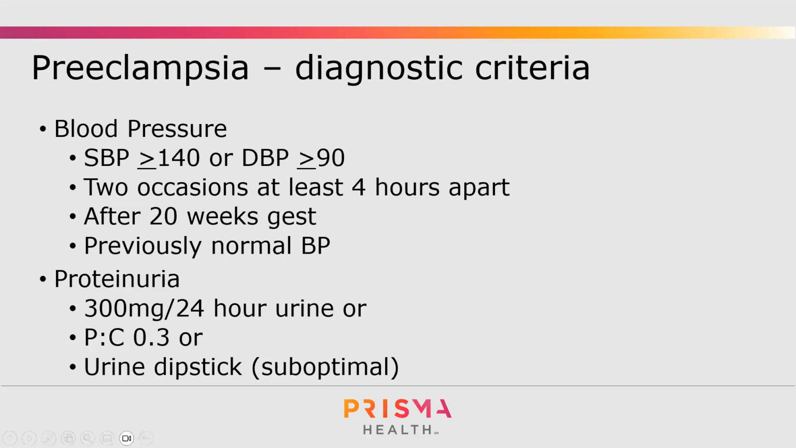So the diagnostic criteria for preeclampsia, and again, we're back to technical terms, and it doesn't always work this way, but in general, the diagnostic criteria for preeclampsia are a systolic blood pressure of greater than or equal to 140 millimeters mercury, or a diastolic blood pressure of greater than or equal to 90 millimeters mercury. Doesn't have to be both of them. It just has to be one of those. It needs to have occurred on 2 occasions, at least 4 hours apart. Generally speaking, it needs to happen after 20 weeks gestation.